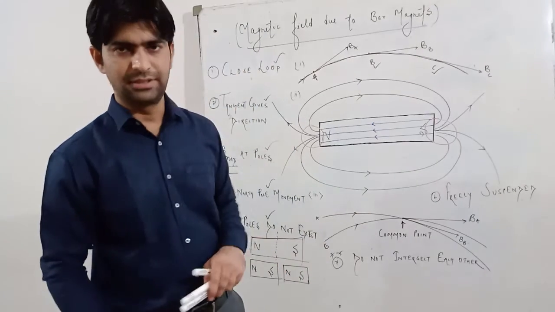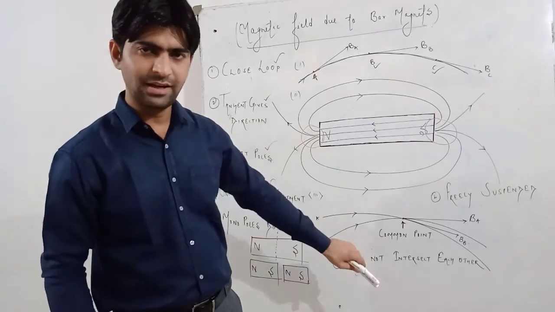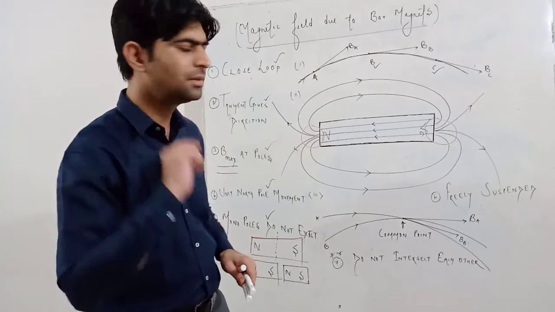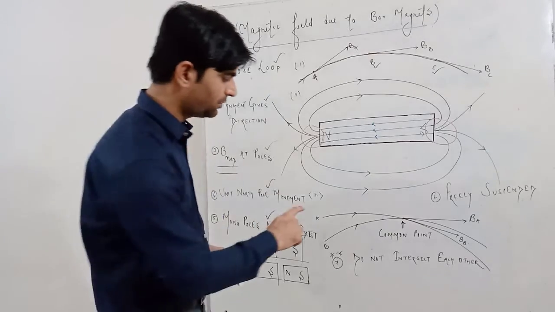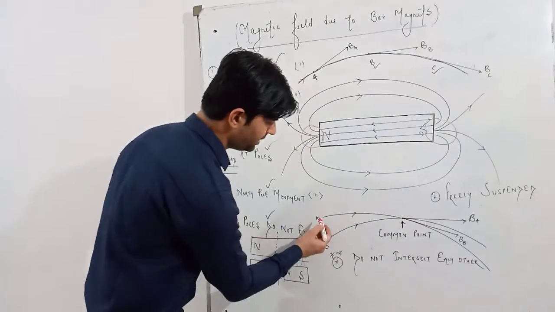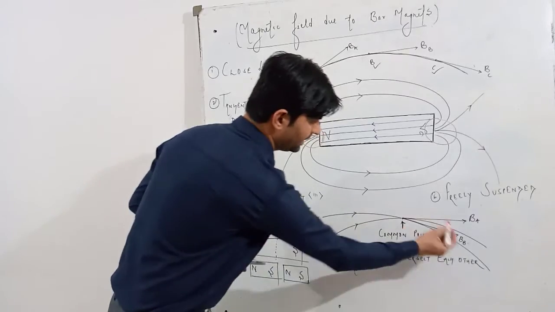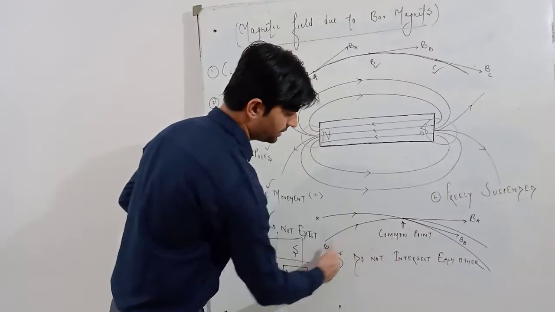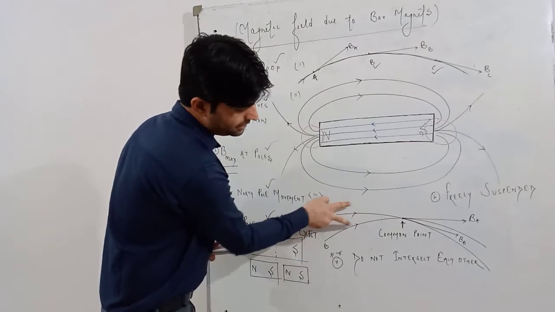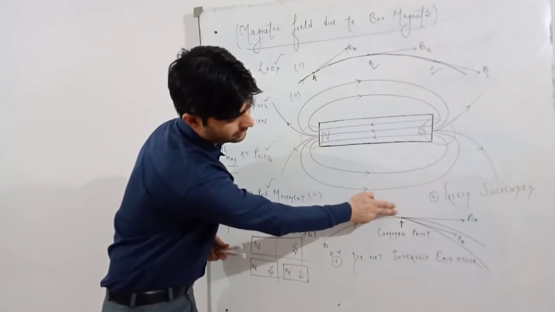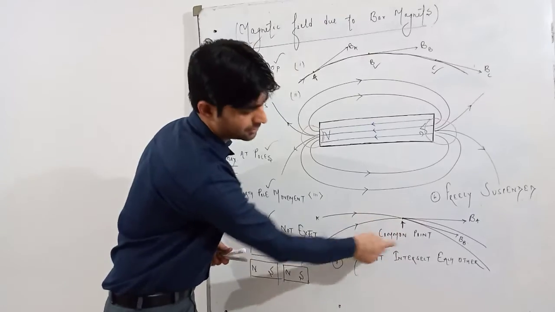They do not intersect each other. Magnetic field lines and electric field lines also do not intersect each other. Now what is the reason why they do not intersect? Suppose I have marked here curve A and curve B. If you see this part, this is the common point of intersection.